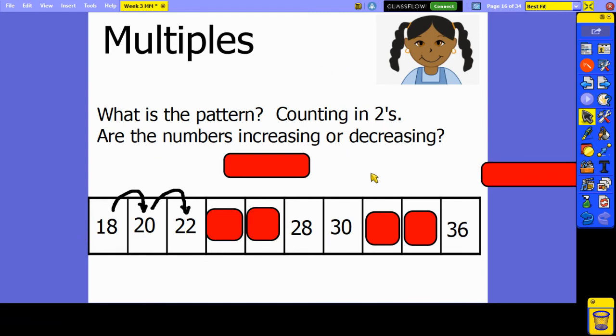Are the numbers increasing or decreasing? Starts at 18, ends at 36. These numbers are increasing. Now we know they're counting in 2s, upwards, increasing. Use the clues to help you work out what are the missing numbers in this pattern. Pause the video while you write them down.